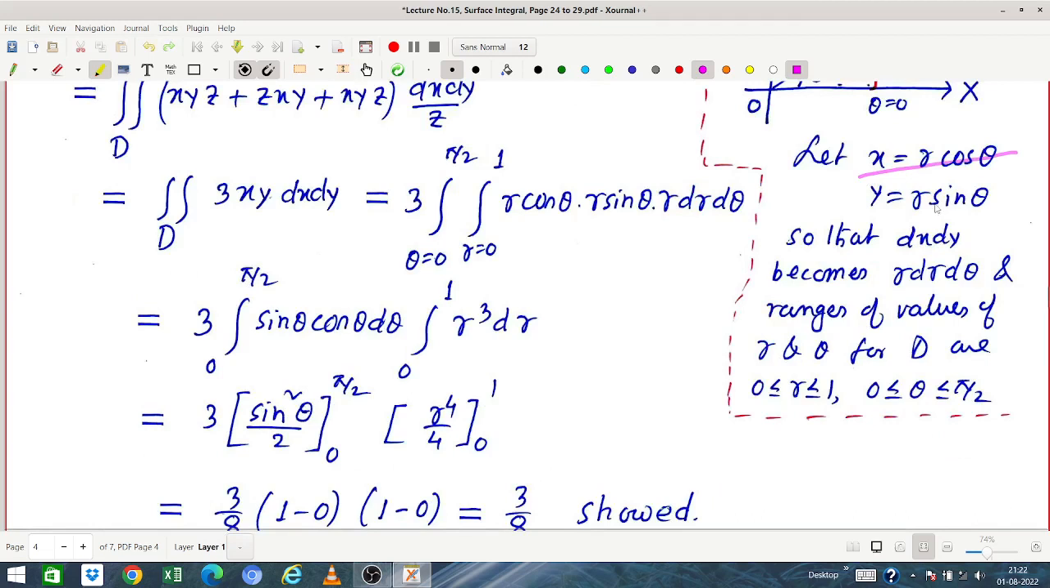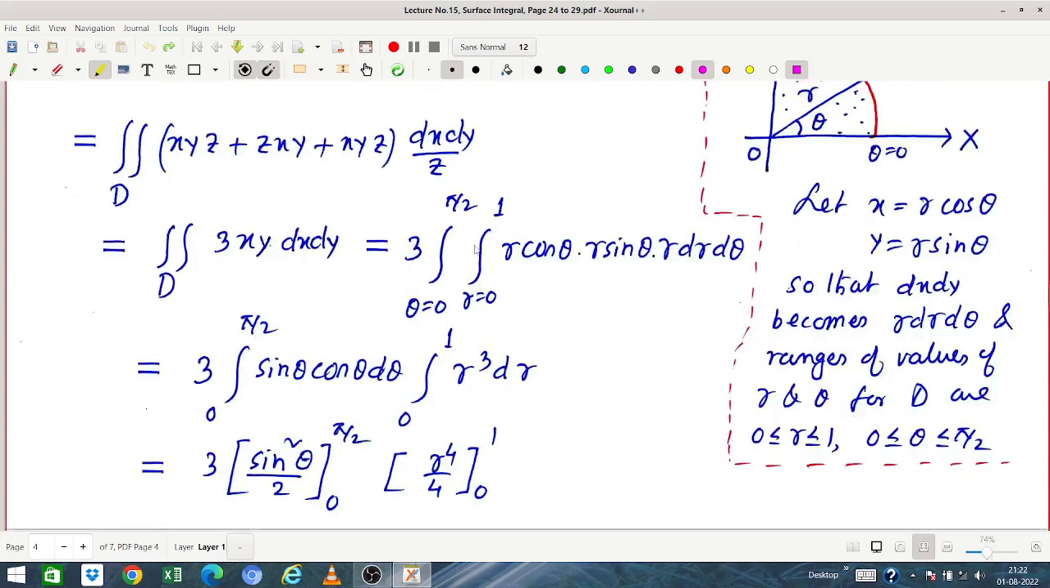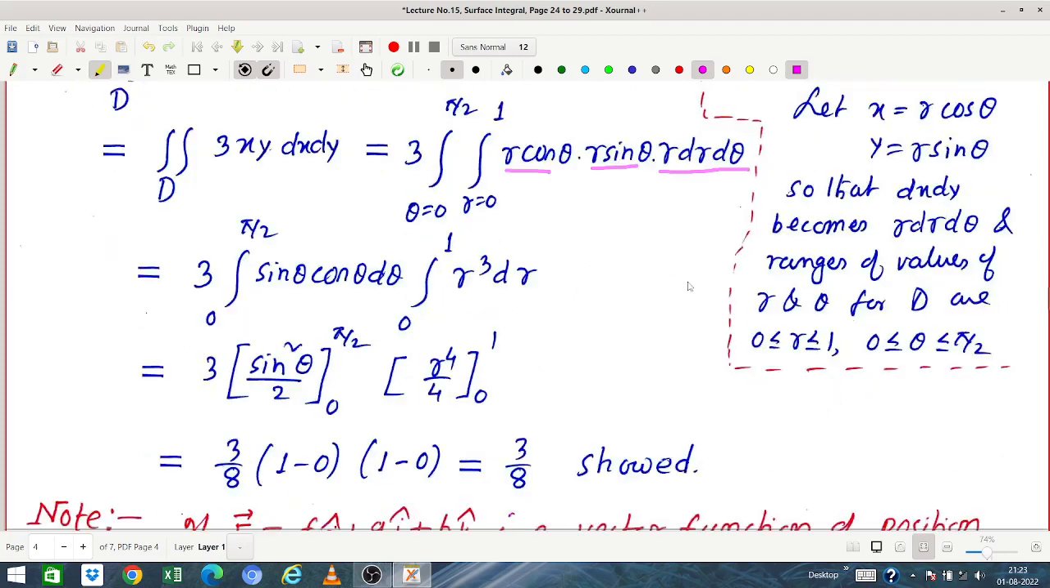Then x is r cos theta, y is r sin theta in polar coordinates, changing the variables from xy to r theta. The Jacobian will be r, meaning dx dy will become r dr d theta. The ranges of theta are 0 to pi by 2, and r from 0 to 1. So this is the double integral from 0 to pi by 2, 0 to 1, with x cubed taken out, r cos theta for x, r sin theta for y, and dx dy is r dr d theta. Now the limits are constant and the functions are separable, so all the functions of theta are integrated with respect to theta from 0 to pi by 2, and here it is only r cubed, integrated with respect to r from 0 to 1.